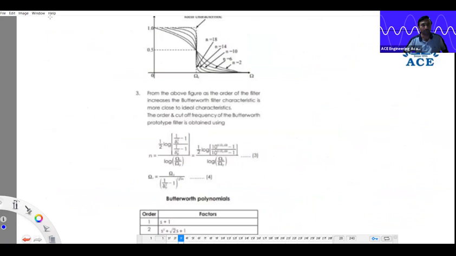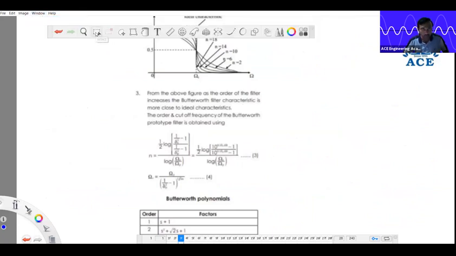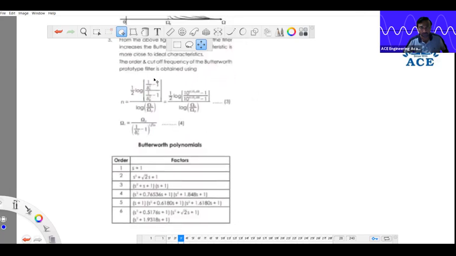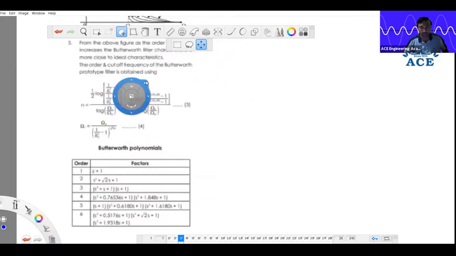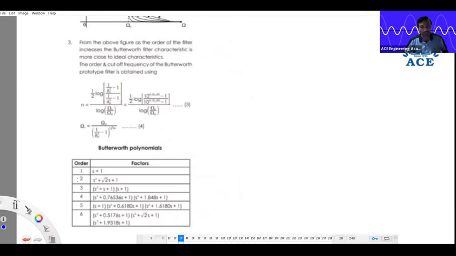The other point of observation here is, after knowing the order and cutoff, we are in a position to know the transfer function, which is this answer. For first order, the answer is s plus 1. Second order is s squared plus root 2 s plus 1. Like that, direct formulas are available.